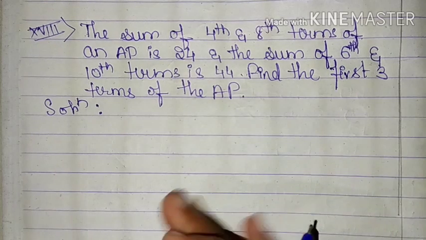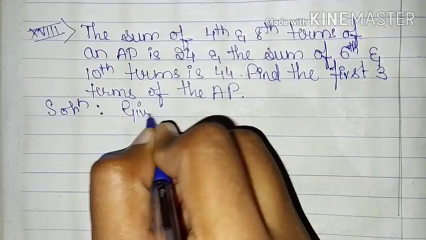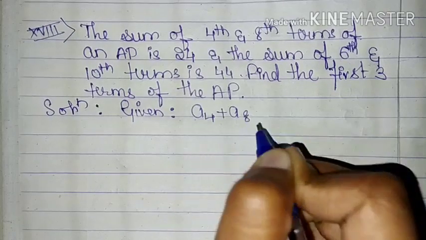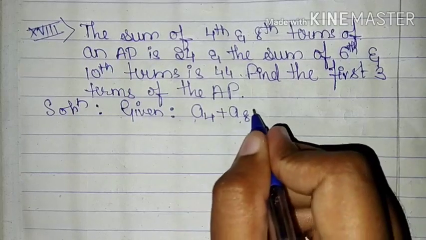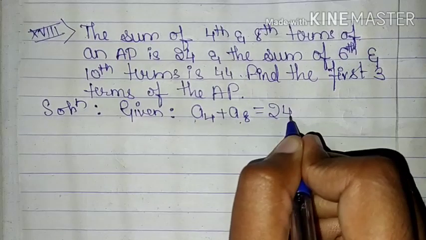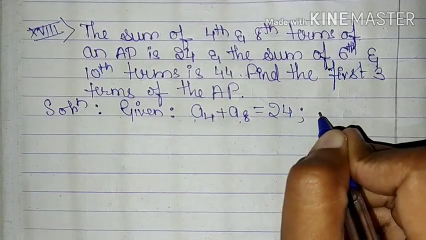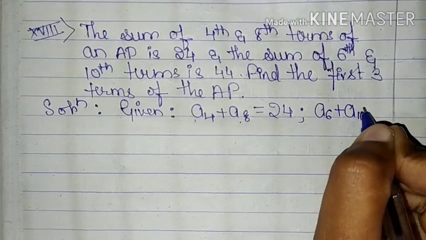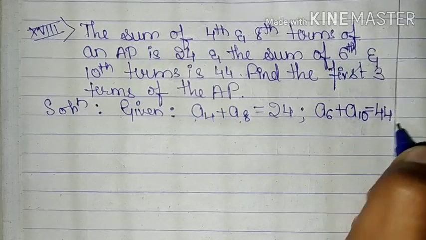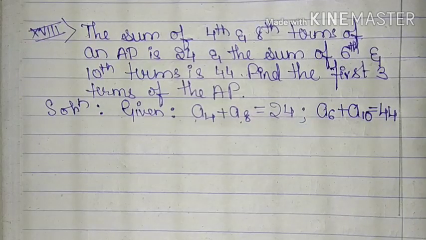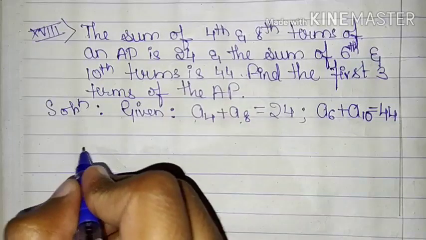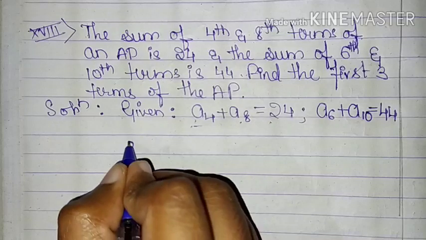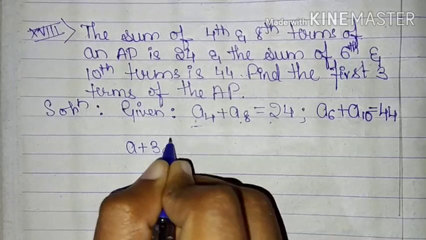So first let's start with what is given. A4 plus A8, that is the sum of the 4th and 8th terms, is equal to 24, and A6 plus A10, the sum of the 6th and 10th terms, is equal to 44. So now I can write the first equation as A4 can be written as A plus 3D, right?